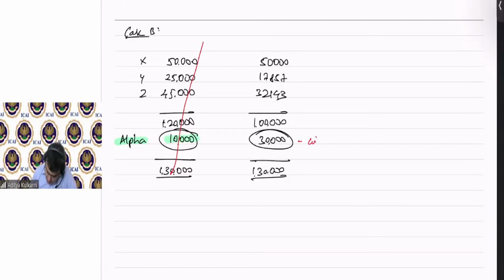This is within 15 to 45,000 range. Within 15 to 45,000 range. Are we clear with this? We cannot take 10,000 because they have said the range should be between 15 to 45,000.